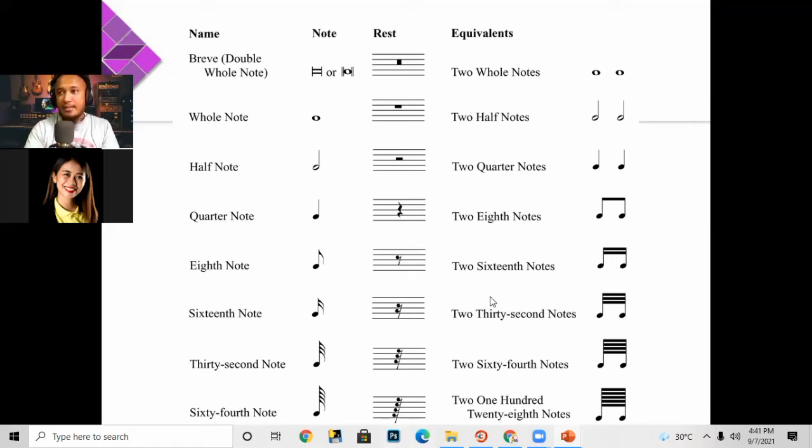So magkapareho lang yan. Magkapareho lang. Okay? So sometimes, pag itong whole note mo is 8 beats, 8 beats din yung whole rest. Pag 20 beats naman yung whole note, 20 beats din yung whole rest. So paano nangyari yon? Yon ang malalaman natin sa next.